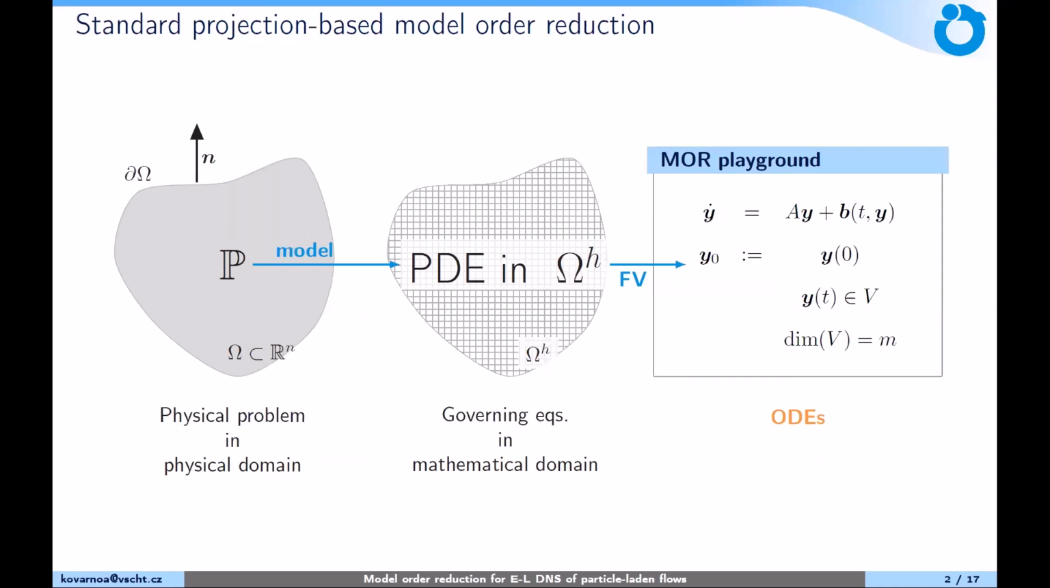When we do model order reduction, we start with our physical problem in the physical domain that we describe by some PDEs, spatially discretize it, and get a large system of ordinary differential equations. That would be our full order model, and this is the thing that we would be trying to reduce the dimension of.